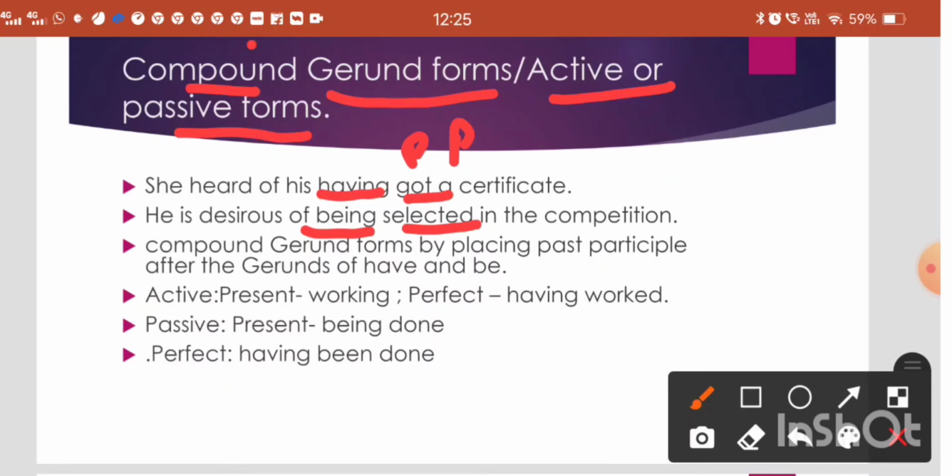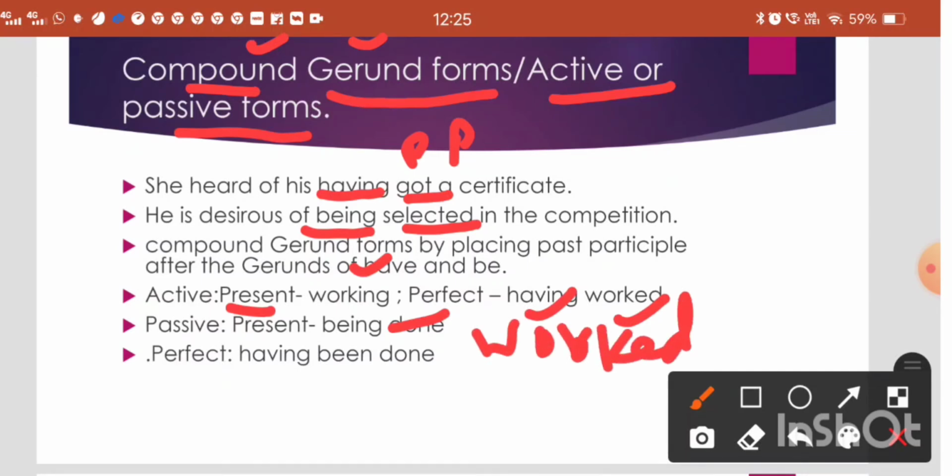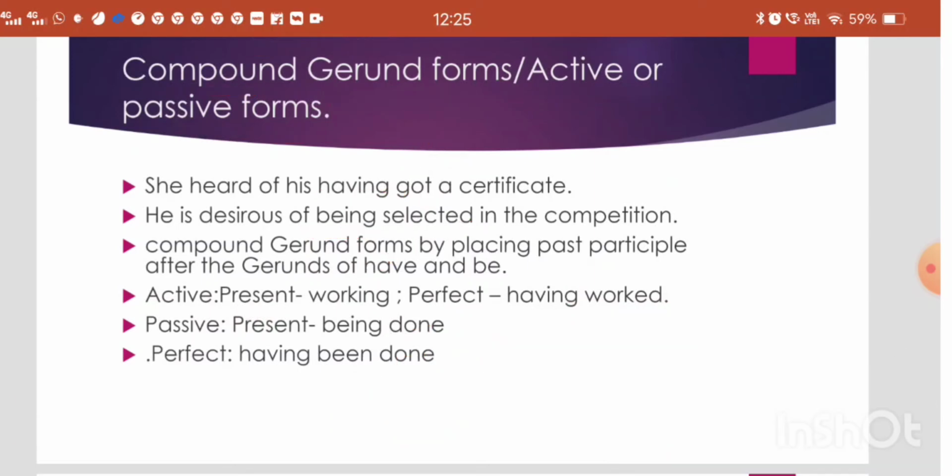Now the active forms of gerunds: in present tense we use working, in perfect tense we use having worked. In the passive form, being worked, in place of done I can write here worked also because it will help you to understand in a better way, or having been worked. Okay, this is the passive form of perfect tense.